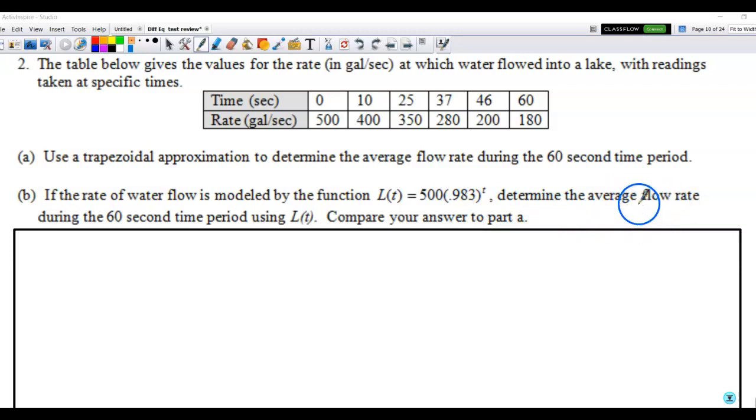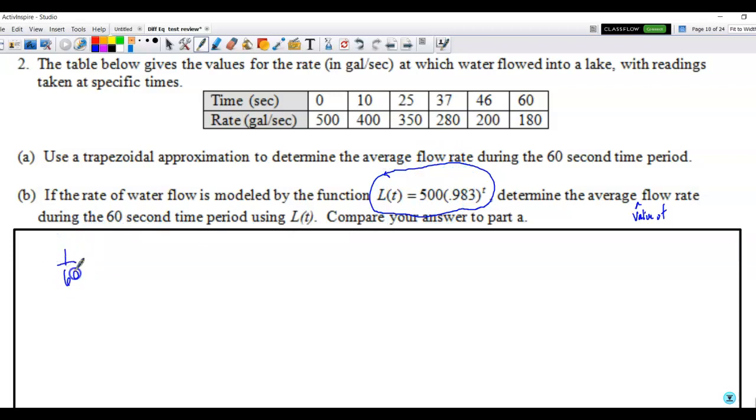So notice we're doing the same job, the average value of the flow rate, but this time instead of using a data set and instead of approximating, we have the actual function for the flow rate, and now we can actually find the exact flow rate. This is going to be a calculator problem because we don't know how to find the antiderivative of that function.